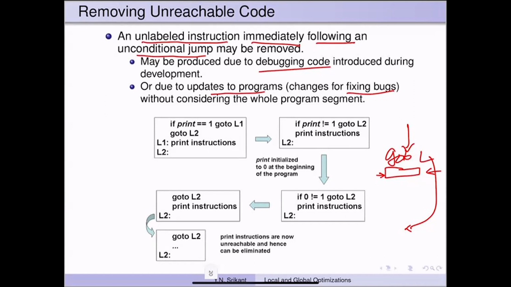So example here, the program is here. If print equal to 1, go to L1, following which there is a go to L2. Then we have L1 print instructions followed by L2 another sequence of instructions. Suppose print was initialized to 0 at the beginning of the program. Then what happens? This can be made print not equal to 1, go to L2 directly. Instead of saying print equal to 1, go to L1, and then, because now it is false, print is 0 now, so we are going to L2. So we can change it to print not equal to 1, go to L2, and then have the print instructions.